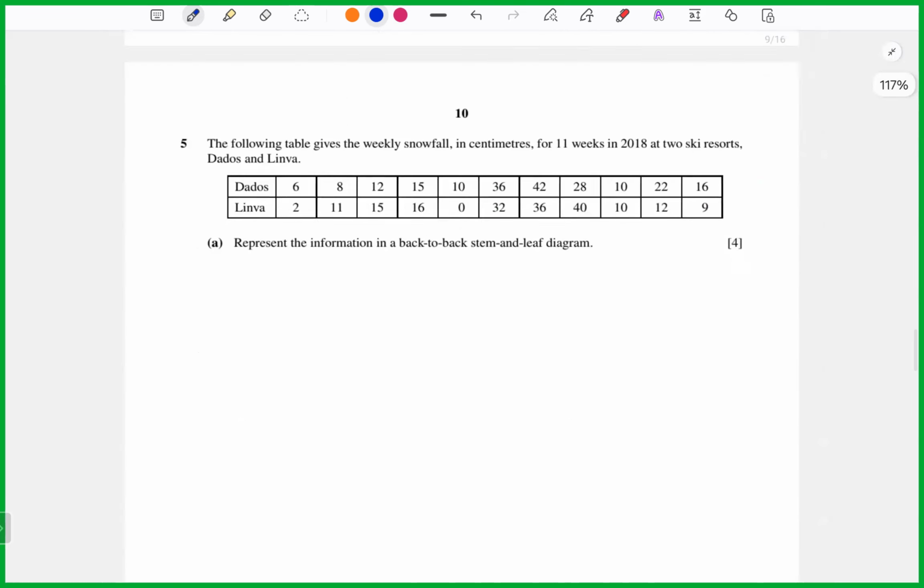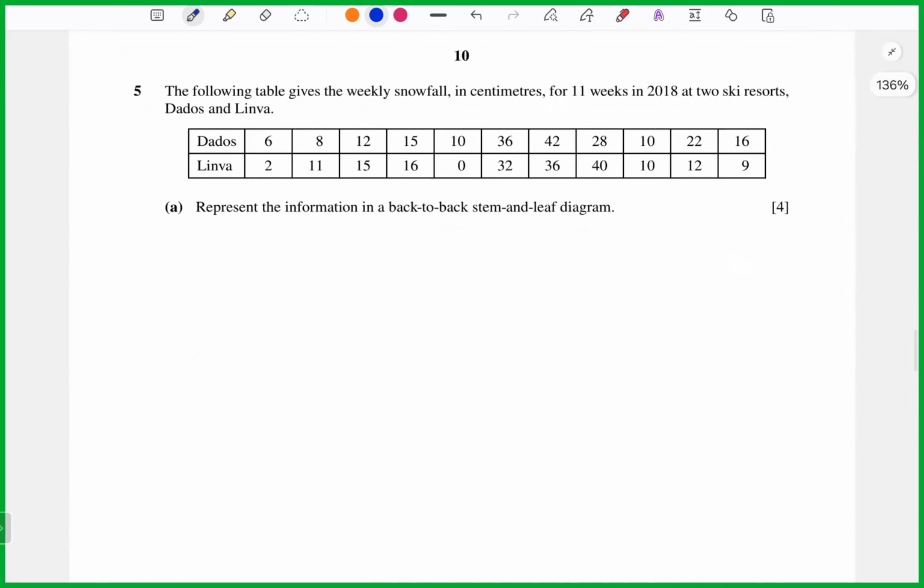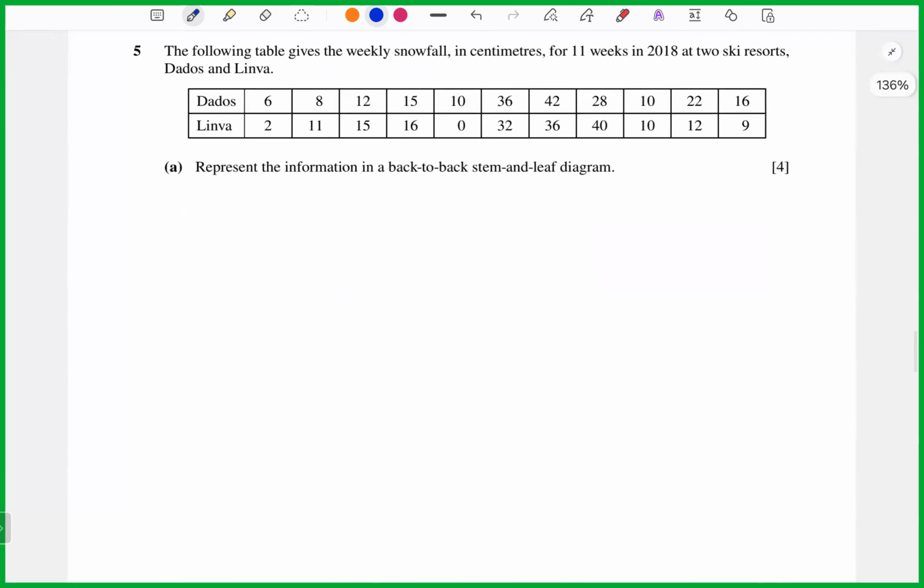Okay, now we see the next question. Question 5: the following table gives the weekly snowfall in centimeters for 11 weeks in 2018 at two ski resorts, Davos and Livigno. You can see these diagrams. Represent the information in a back-to-back stem and leaf diagram. So now you need to draw this part. Let's start now, I will try to draw here.